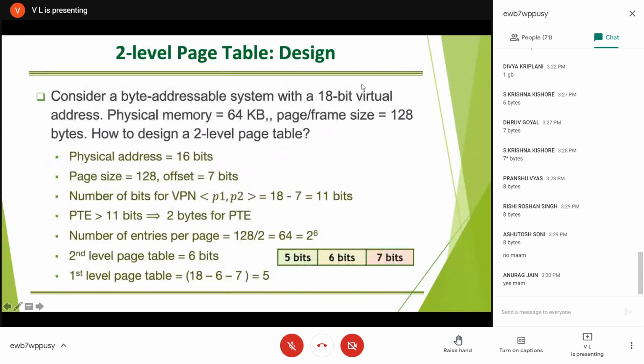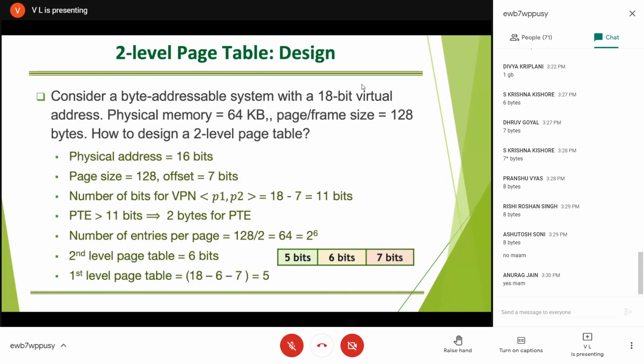So we consider this question again with a different parameter. Let's say we have got an 18-bit virtual address, physical memory 64 kilobyte, and page size is 128 byte. And how do we design a 2-level page table? In this particular case, physical address is 64 kilobyte, that is 2 raised to power 6 multiplied by 2 raised to power 10, that is 16 bits. If you look at the page size, it is 128. It means offset will be 2 raised to power 7, so offset will be equal to 7 bits.